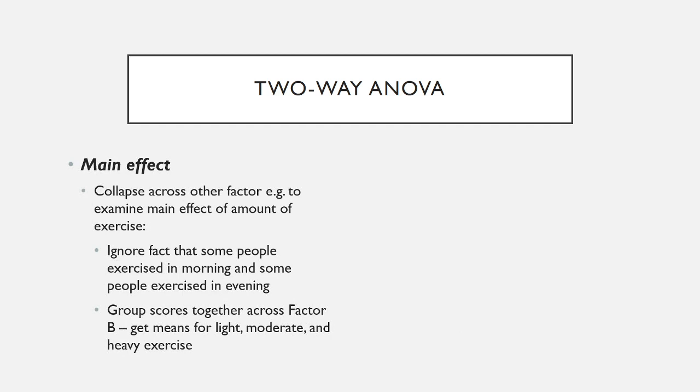Okay. Again, when I say you collapse across factors, this is the idea that in order to evaluate, let's say, the main effect of amount of exercise, you completely ignore the fact that some people exercised in the morning and some people exercised in the evening. So you just get the amount of exercise average, and you completely collapse across that time of day factor.